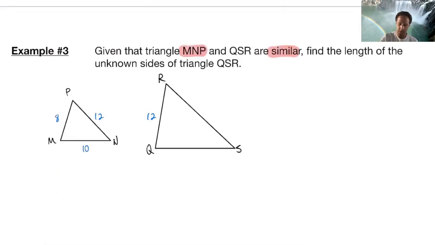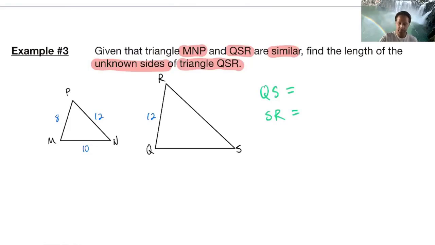This time they're calling it MNP and QSR. And if these two are similar, then we know about their angles. Corresponding angles are congruent. But what did we say about the sides? Because this time, that's what they want us to know, are the unknown sides of triangle QSR. So they gave us one. We need to therefore find what QS is as well as SR. What are those measurements?